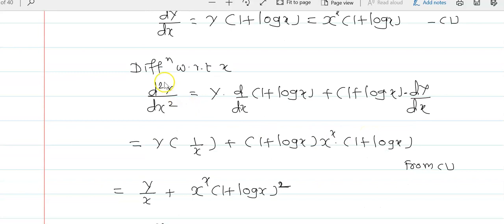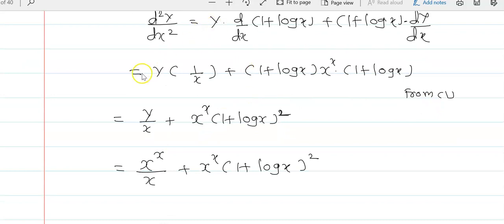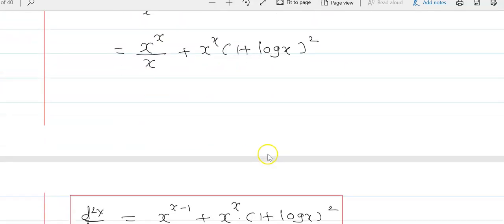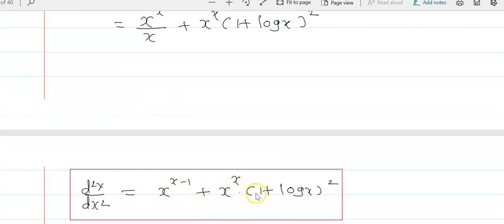Again differentiate. D2y by dx square is equal to y d/dx of 1 plus log x, plus 1 plus log x into the derivative of y, which is dy by dx. Therefore, y d/dx of 1 plus log x: the derivative of 1 is 0, log of x is 1 upon x. 1 plus log x as it is. What is dy by dx? Dy by dx is equal to x raised to x in bracket 1 plus log x. Therefore, 1 plus log x will become bracket square times x raised to x. But what is y? Y is x raised to x upon x. Therefore, it becomes x raised to x minus 1 plus x raised to x into 1 plus log of x bracket square.